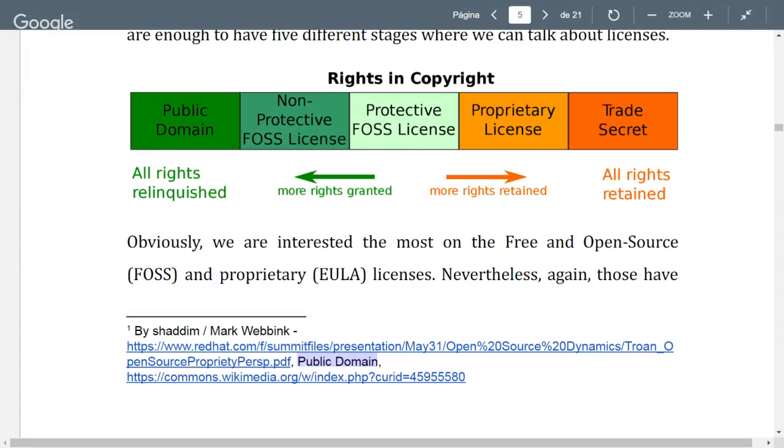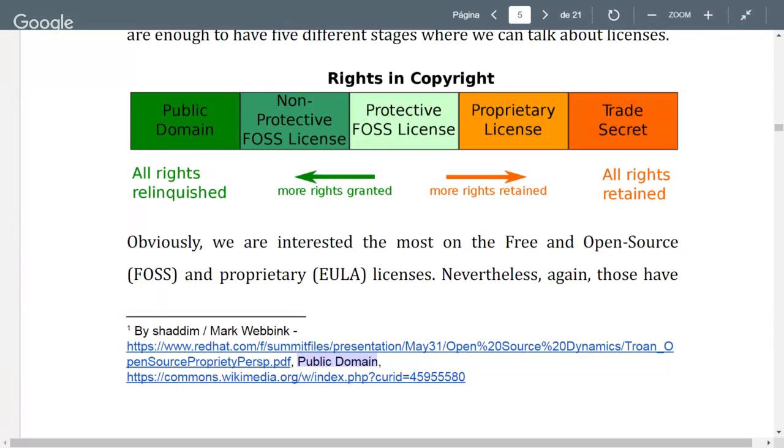Then comes the EULA. The EULA is the proprietary license. That means there is no copyright or transfer of any right, only the distribution or the use of the software. So those are the two most known cases. It's quite easy. You buy a software, for example Microsoft Office Word, in a store. Nowadays you can buy it in a supermarket. So you go to the supermarket and you buy it, meaning that you buy the right to use it.